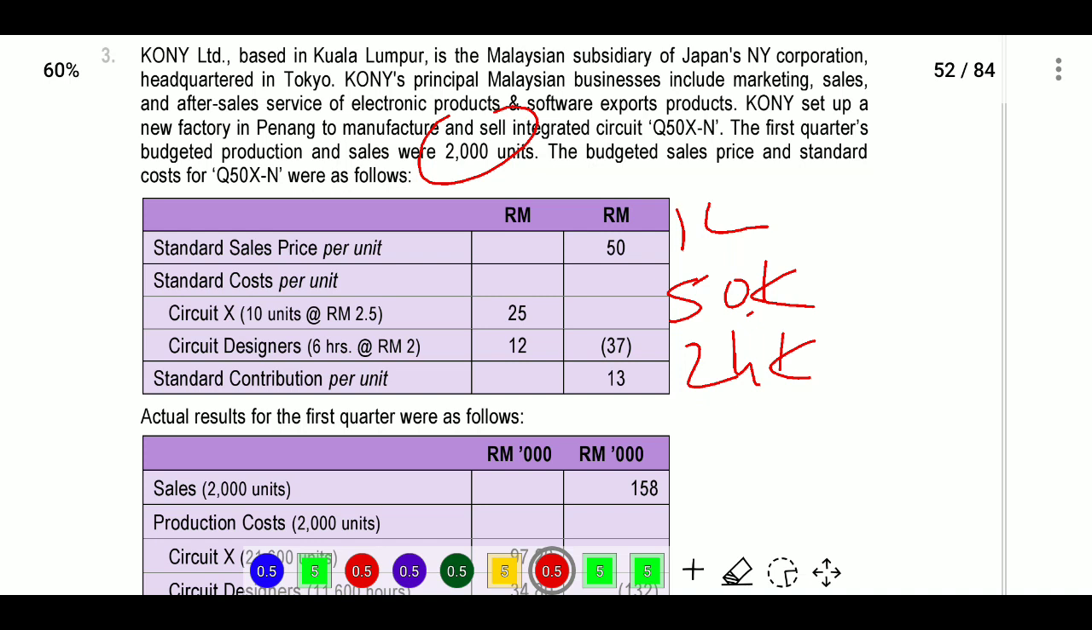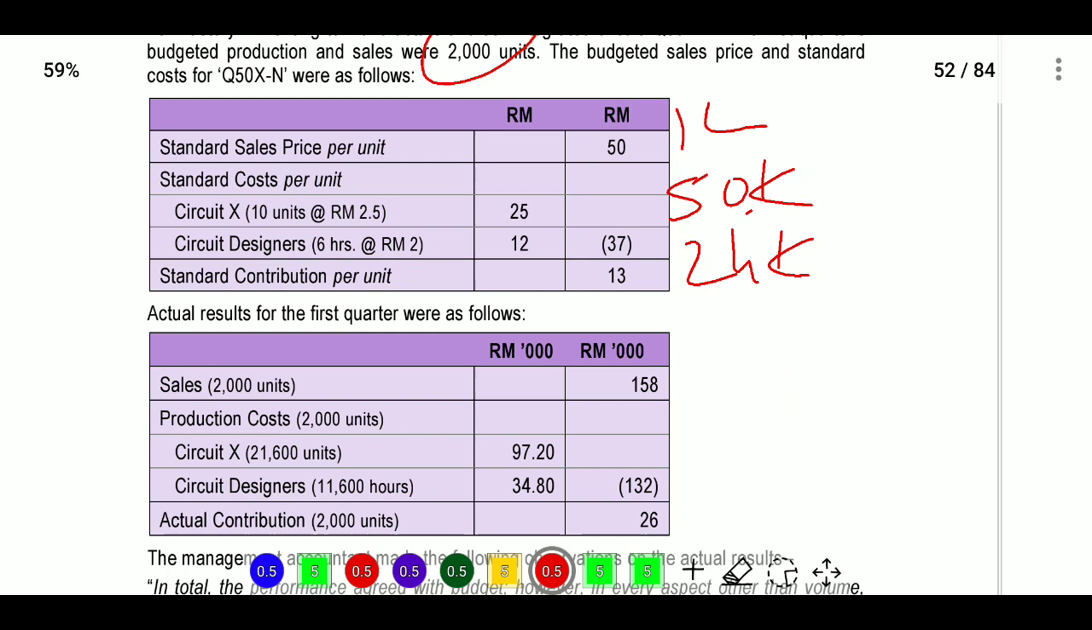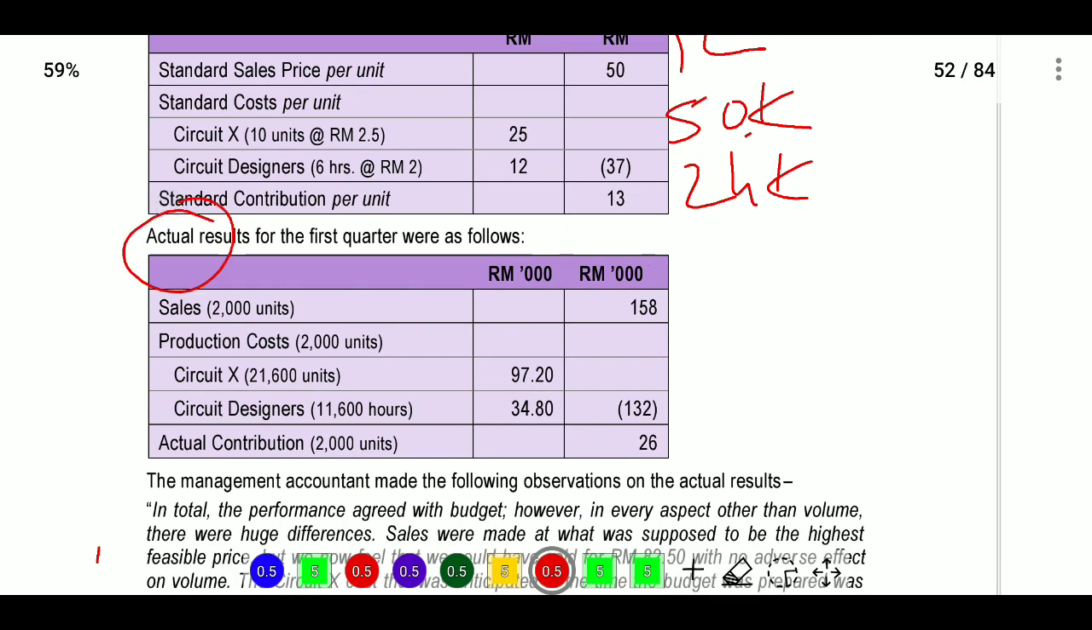Now we will get the sales. We got the circuit X and circuit designer 24k. Next, the standard contribution per unit will be 13 rupees. Okay, contribution will be 13 rupees, no problem. Next, what do they provide? That is the actual they provide.